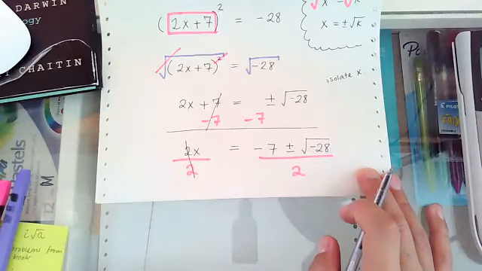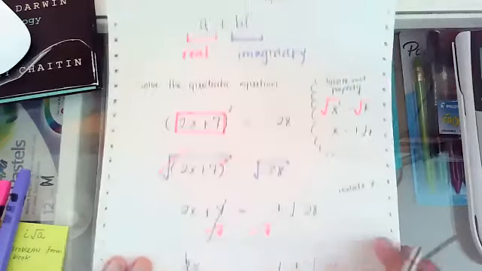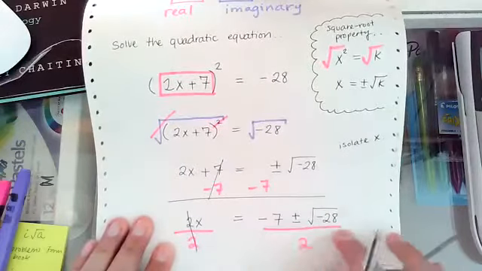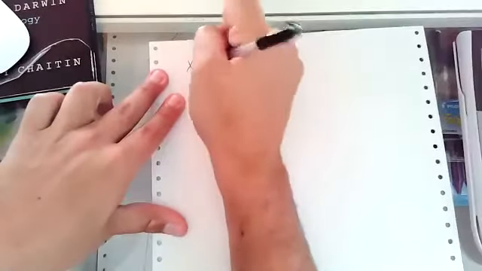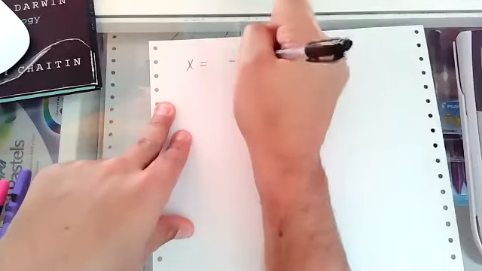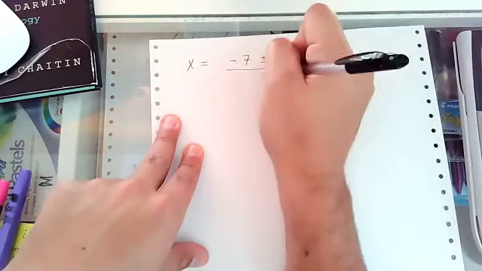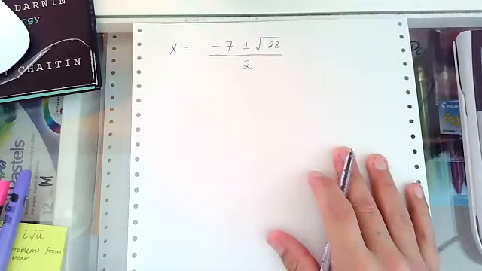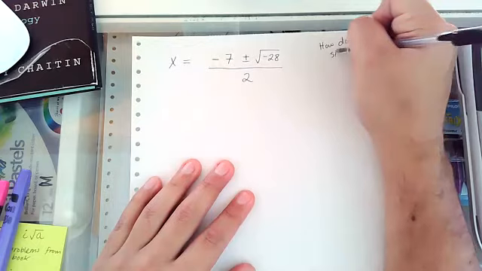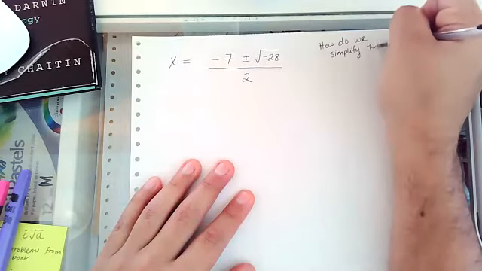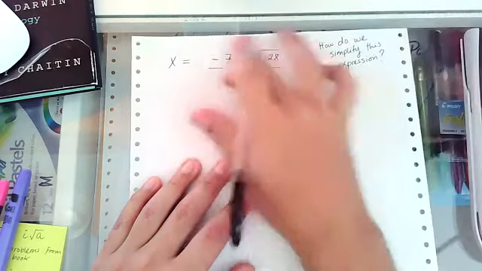And now I know it looks complicated, but I'm going to give you guys some practice problems here in a second to see how we go about simplifying this weird monstrosity over here. So let me just write x is equal to negative 7 plus or minus the square root of negative 28, over 2. Okay, so the idea is, how do we simplify this weird expression on the right-hand side of our equation?